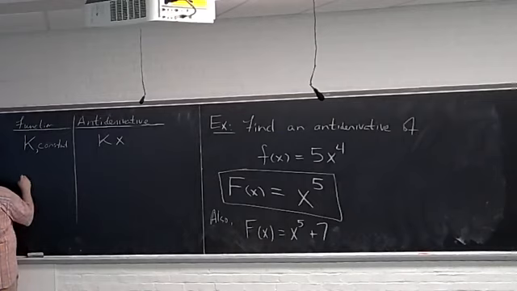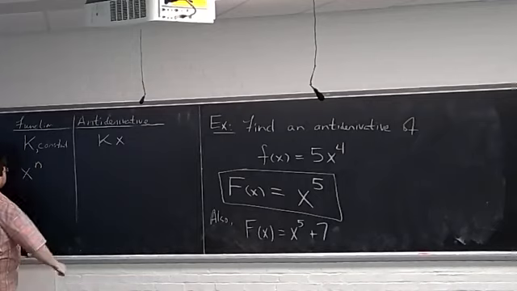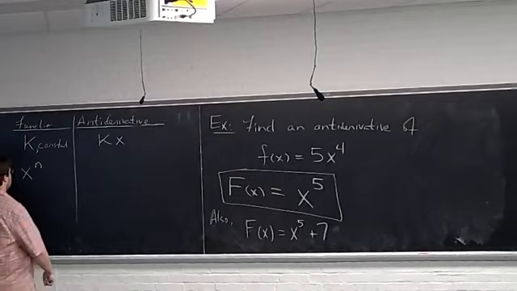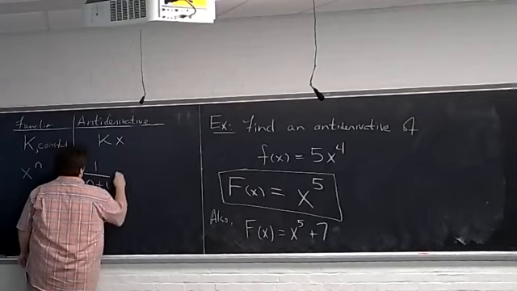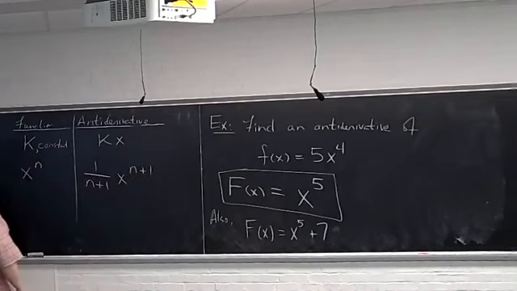Next, we have a power rule. x to the n. The power rule for the derivative said multiply and subtract. The antiderivative rule is going to flip that around. Instead of multiply then subtract, we're going to add and divide. Add 1 to the exponent and divide.